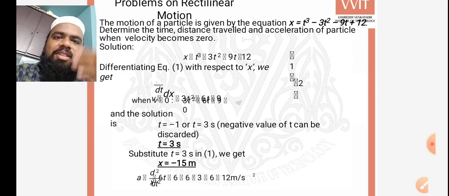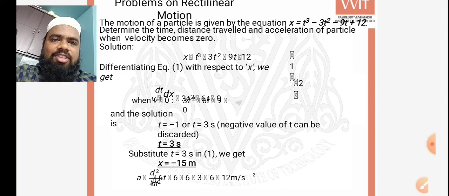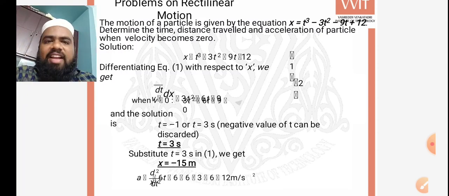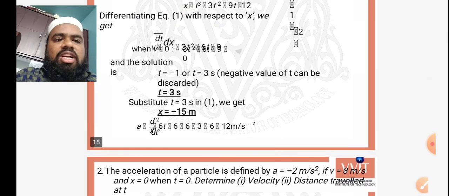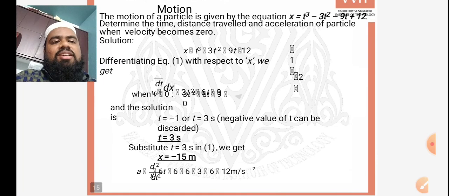Now substitute the time in the equation of x, then you will get the displacement x is equal to minus 15 meters. Minus 15 means left side, horizontally left. Then substitute the values in the velocity equation and the acceleration equation to get those values.